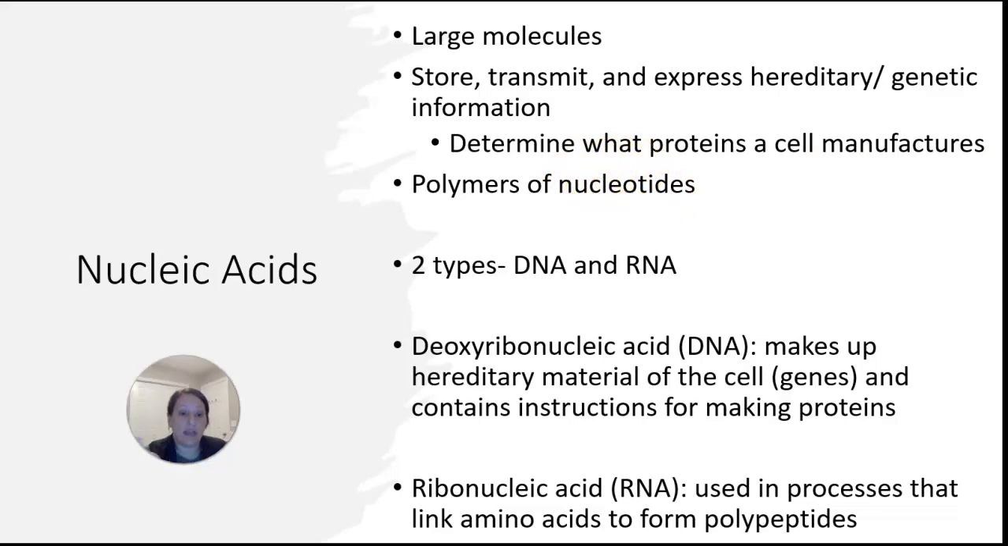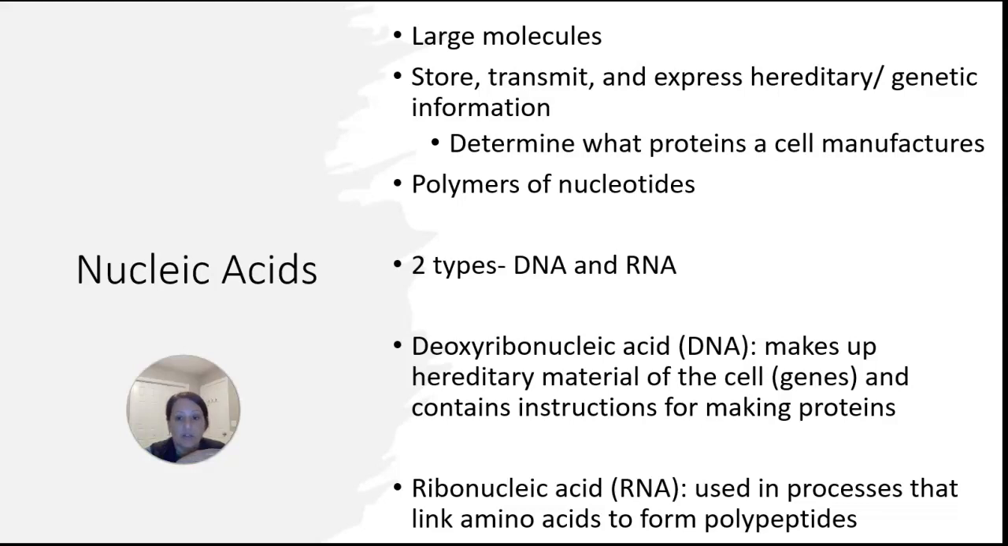What are they? So they are responsible for storing, transmitting, and expressing genetic information. They are going to determine what proteins are made in the cell. Okay, so very, very important. There are two types of nucleic acids. There is DNA, which is called deoxyribonucleic acid. For short, we're just going to call it DNA. And then there is RNA, which is ribonucleic acid. And again, for short, we're just going to call it RNA.